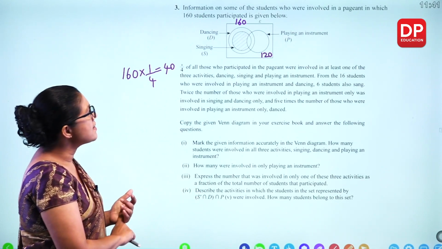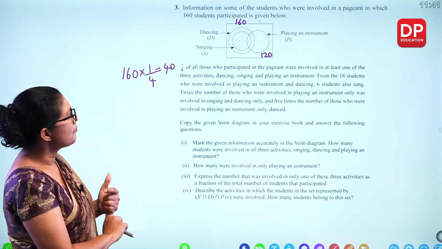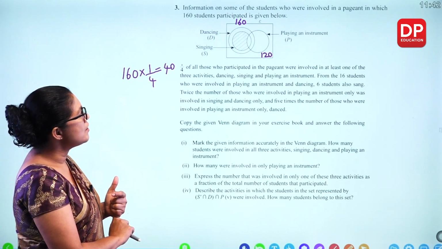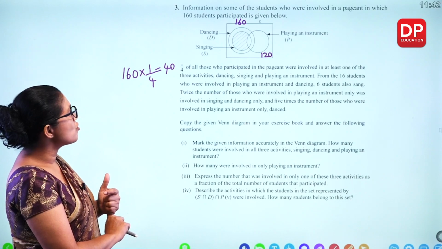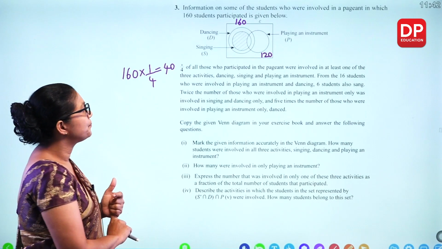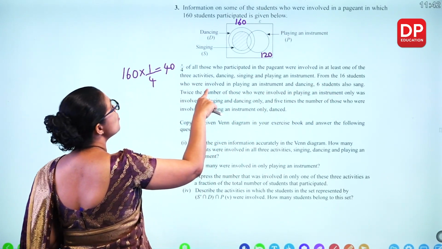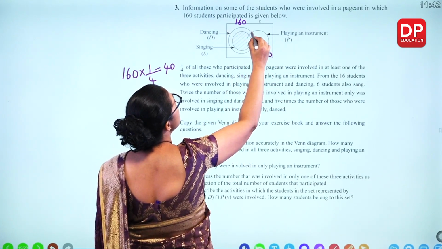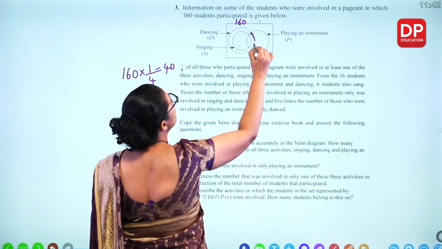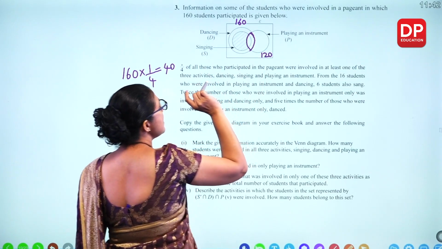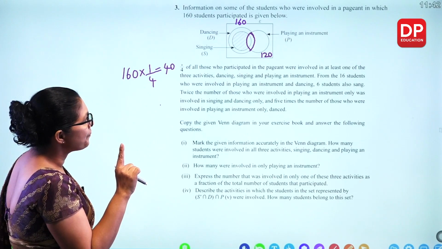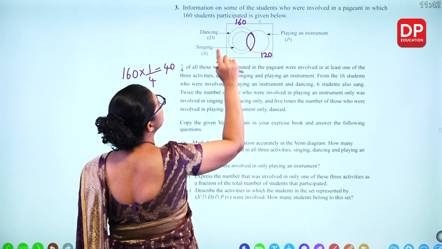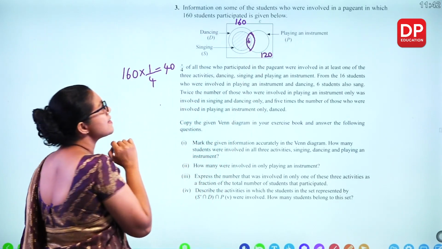What are the three activities? Dancing, singing and playing an instrument. From the 16 students who were involved in playing an instrument and dancing, 6 students also sang. What does it say here? From the 16 students who were involved in playing an instrument and dancing. Playing an instrument and dancing, that means this part, that's 16. Out of that, 6 students also sang. So 6 students also sang means this part is 6.